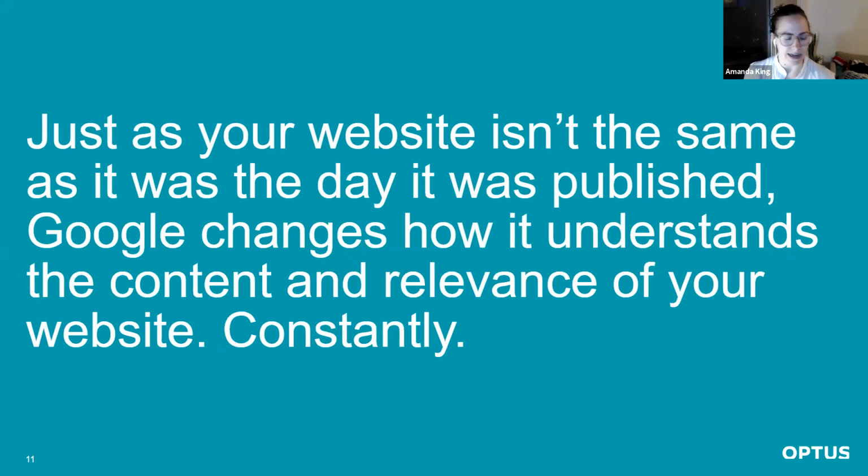You go to a website and your experience isn't the same between what you're seeing today and what you saw a year ago on that same website. So just as your website evolves and changes, Google needs to continually come back and try to understand what your website is about. Think about when you release new products, change your product offering, or change prices. Google needs to be able to read that. So Google changes the way it understands the content and relevance, especially of your website, all the time.